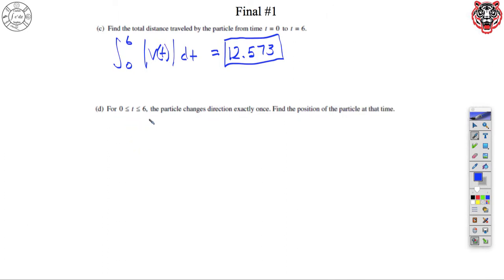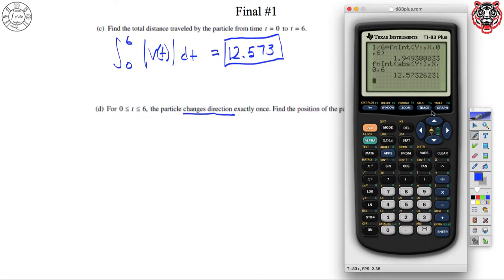For this interval, the particle changes direction exactly once. Find the position of the particle at that time. All right, so changes direction, what does that mean? That means somehow velocity is positive and then goes to a negative, or goes from negative to a positive. It's a relative extrema, is another way of thinking about change of direction. So if I come back to my graph, again, I should look at this.